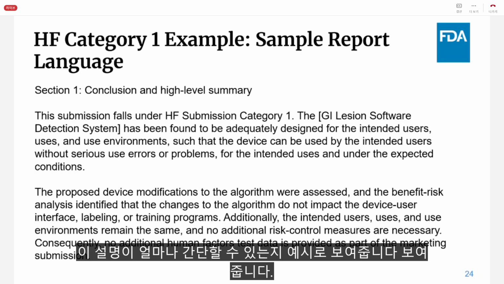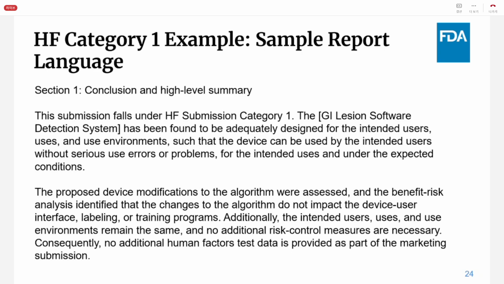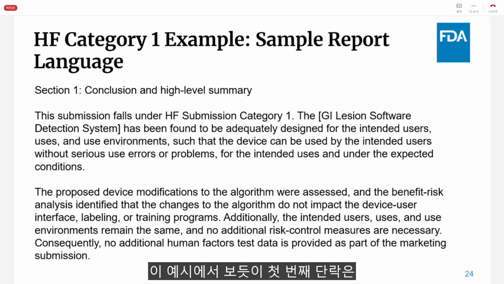As shown by this example, the first paragraph describes the conclusion, while the second paragraph provides a high-level summary of their HF evaluation.